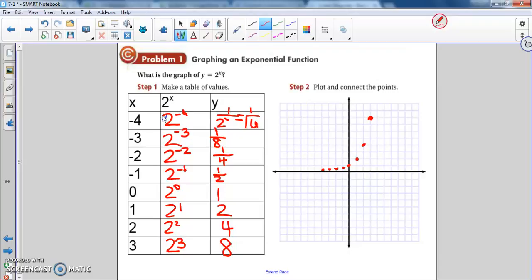We connect with a curve and arrows at both sides. So as we're going to the left, we are getting infinitely closer to our x-axis, which is called an asymptote. And as we are going to the right, or our x values are getting bigger, we are exponentially growing.